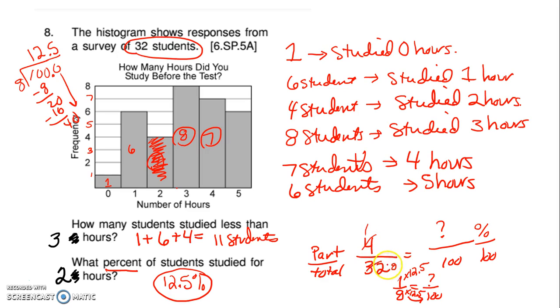4 out of 32 would get me to like 8 out of 64. If I multiply top and bottom by 3, that would be like 12 out of 3 times 32 would be like 96. Yeah, so about 12 out of every 96 students, or 12 and a half out of every 100 students. That seems reasonable to me.